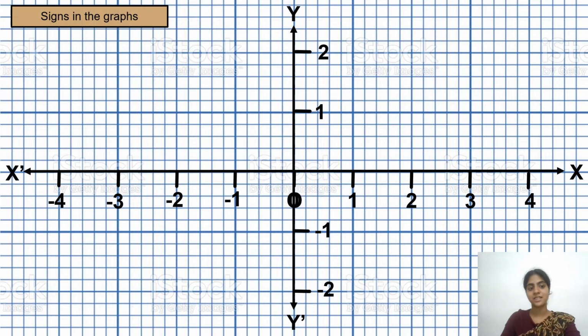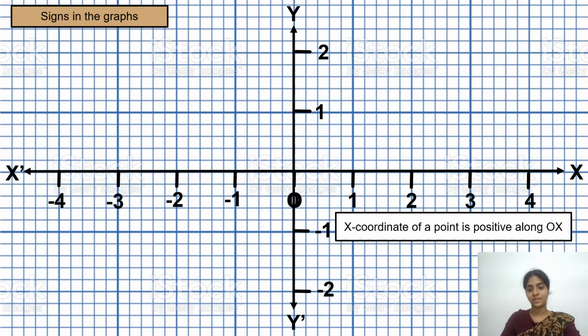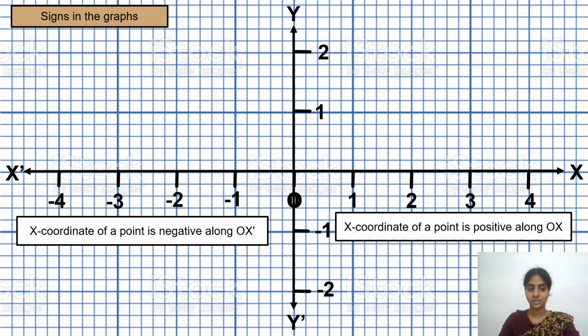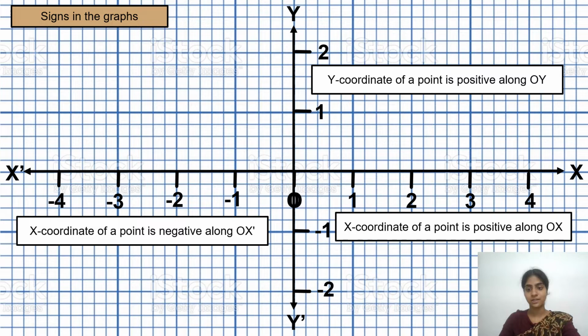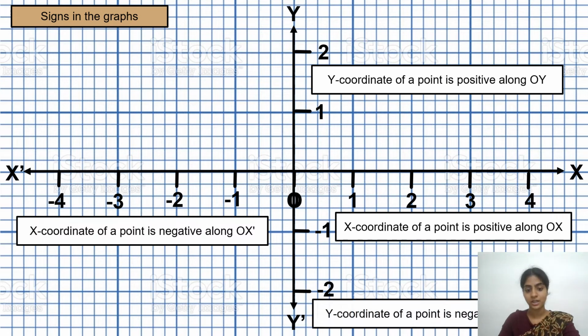With that understanding, let's look into signs in the graph. X coordinate of a point is positive along OX direction. So OX direction is towards the right side, which is positive. 1, 2, 3, 4, positive. And then towards the OX dash direction, X coordinate of a point is negative. Now Y coordinate of a point is positive along OY, that is towards up. And towards down, Y coordinate of a point is negative.